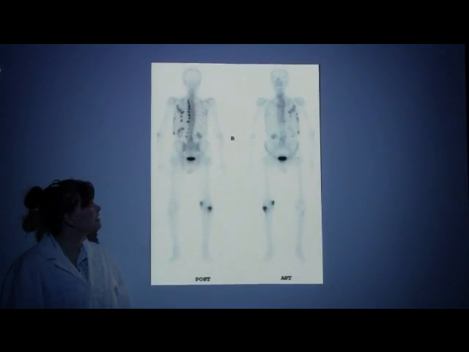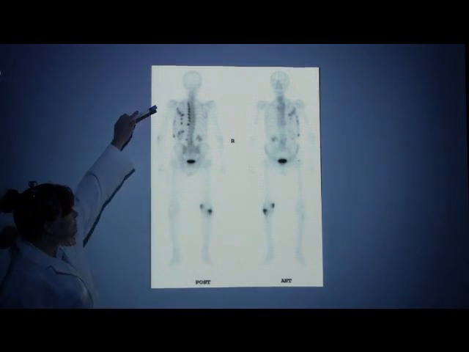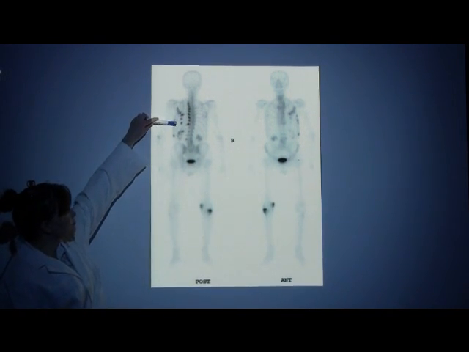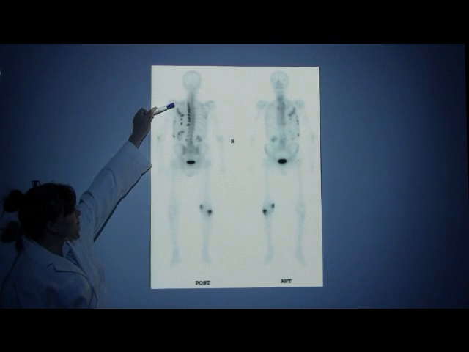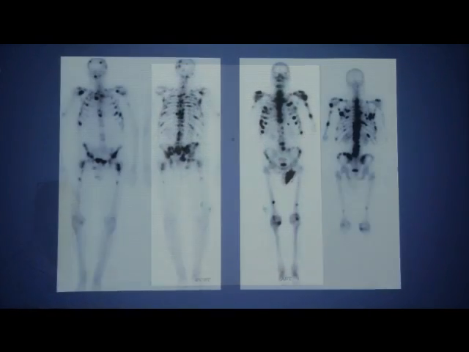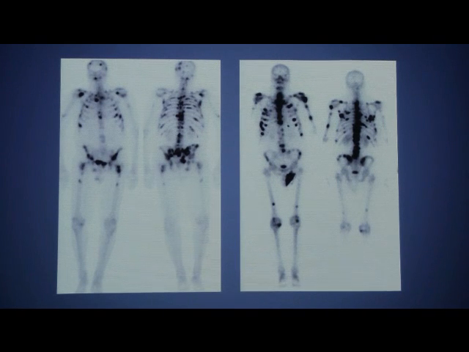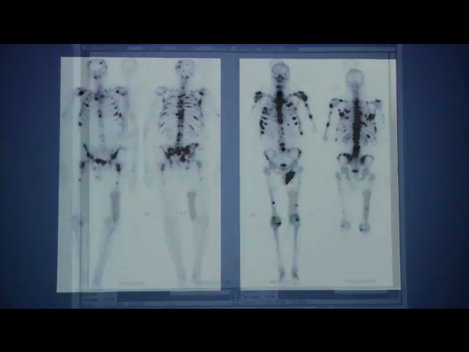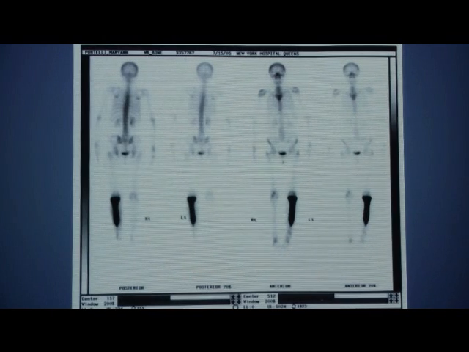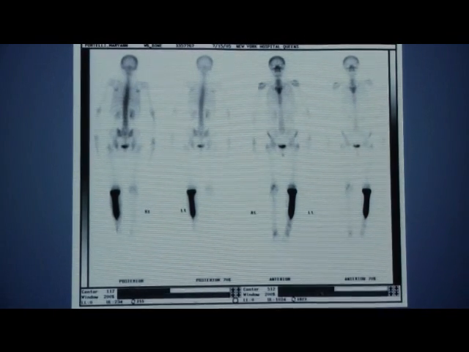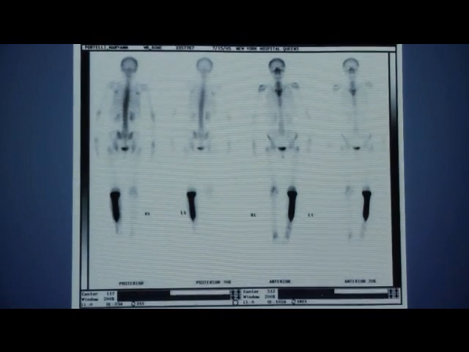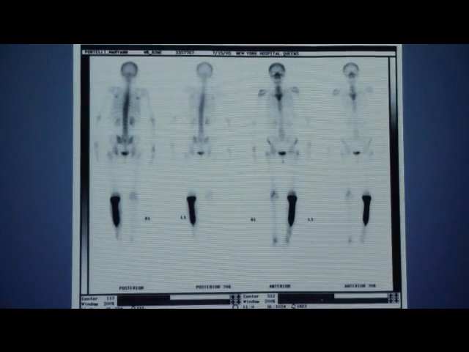On this bone scan of an adult, the dark spots on the ribs indicate rib fractures. In these bone scans of adults, the dark circular spots represent metastatic disease. In this bone scan, the dark region on the left leg shows Paget's disease.